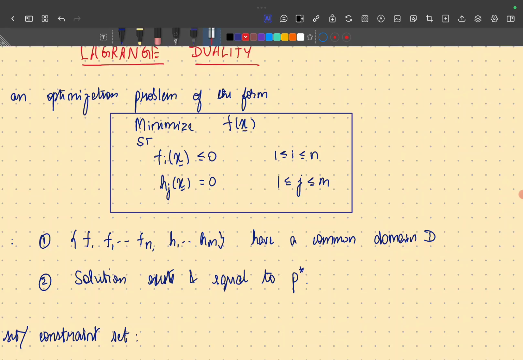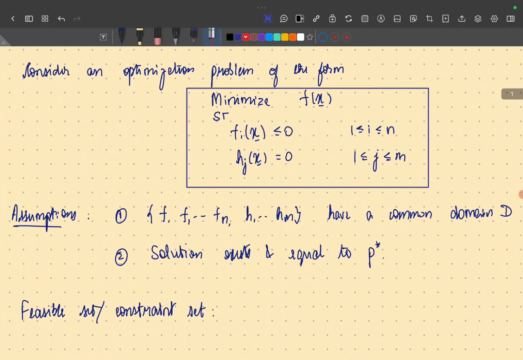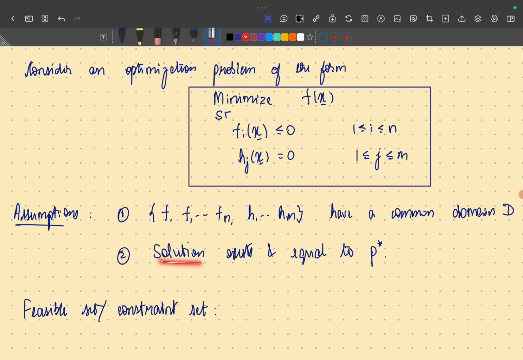If I don't say anything, then it means that it's Euclidean space. Almost always we'll assume that this common domain D is the Euclidean space Rn or Rd or whatever of appropriate dimension. The other assumption that I will make is that there exists a solution and its value is P star. So there is some x that satisfies all of these constraints, and the value of f of x at that particular point is equal to P star. That's the minimum value of f of x subject to these constraints.